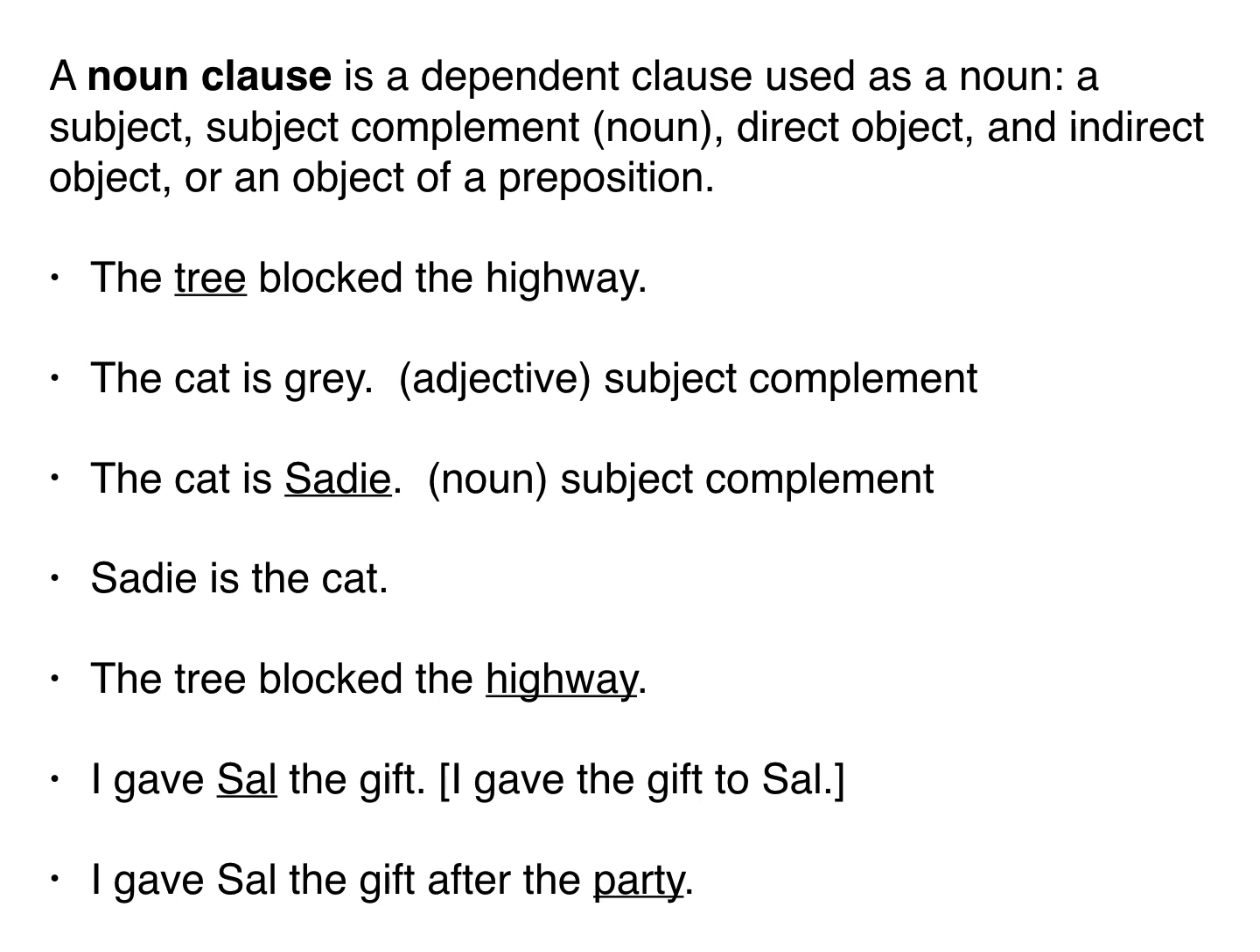The tree blocked the highway. The tree blocked what? When we have a subject followed by an action verb, we often have a direct object that answers the question what. The tree blocked what? The tree blocked the highway. Highway is a noun functioning as the direct object.